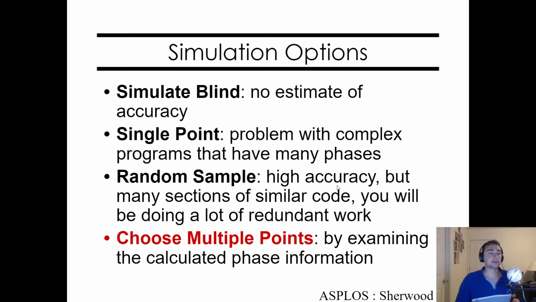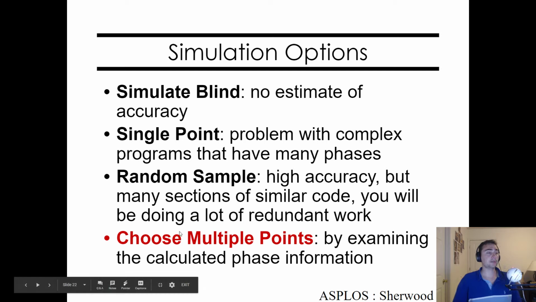So let's think about our simulation options. One of them is just blind, so there's no estimate of accuracy. The second is a single point, but the problem is that complex programs can have many phases. Then there's a random sample, which has high accuracy but many selections of similar code. You'll be doing a lot of redundant work. You don't want to pick, say, 5 points that all end up in the same phase.